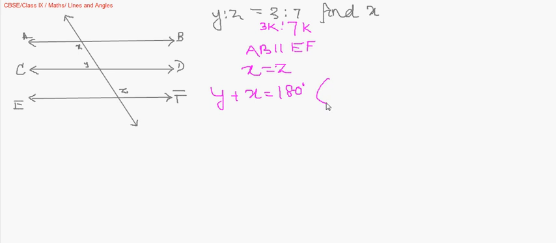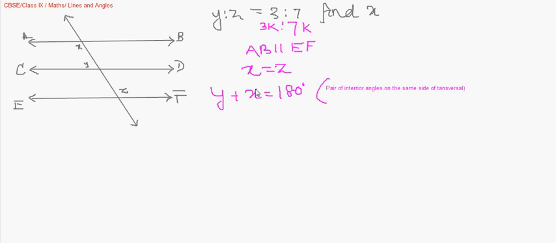You can write here, they are pair of interior angles on the same side of transversal. Ignore any spelling mistake if any.